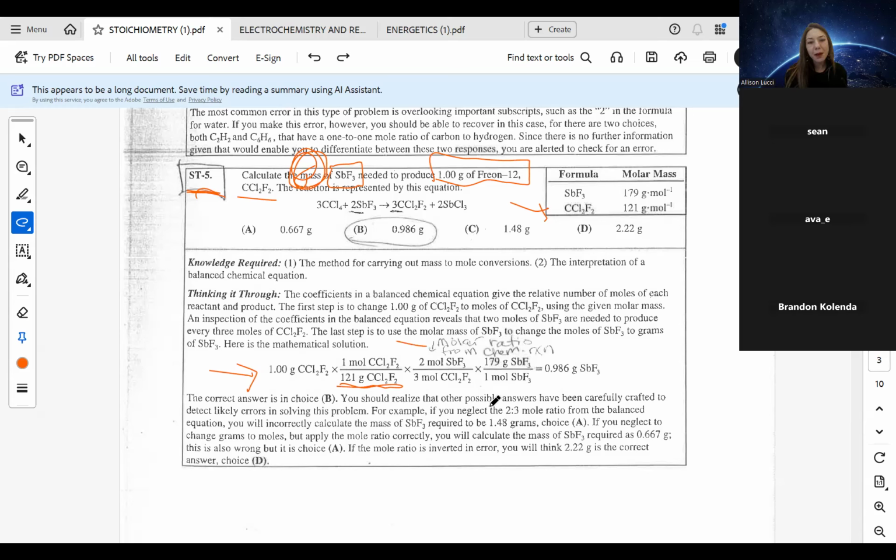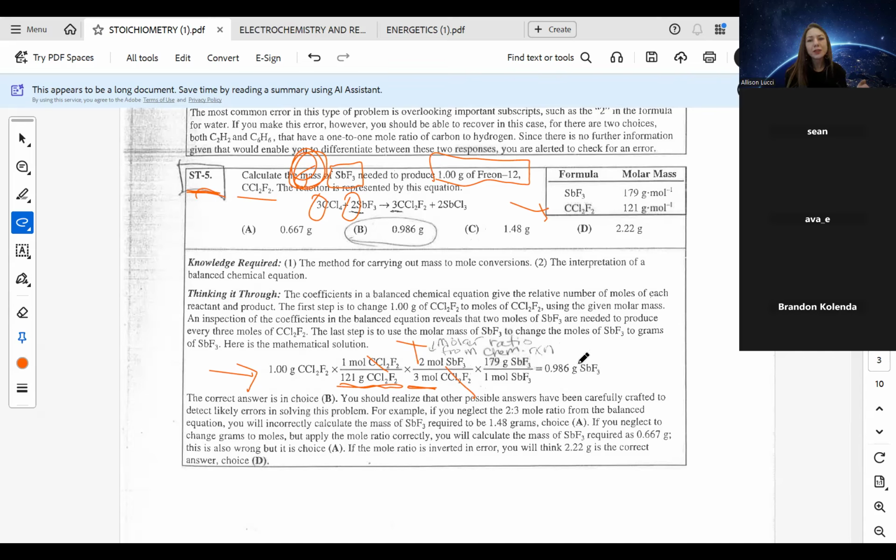And then I want my moles of Freon here to cancel with my moles that I just found. So I'm going to put that on the bottom. And I'm going to take this 3 coefficient. So I have for every 3 moles of Freon that I need to produce, I need 2 moles of the antimony compound. So that's where the 2 came from on top. So we'll divide by 3, multiply by 2.